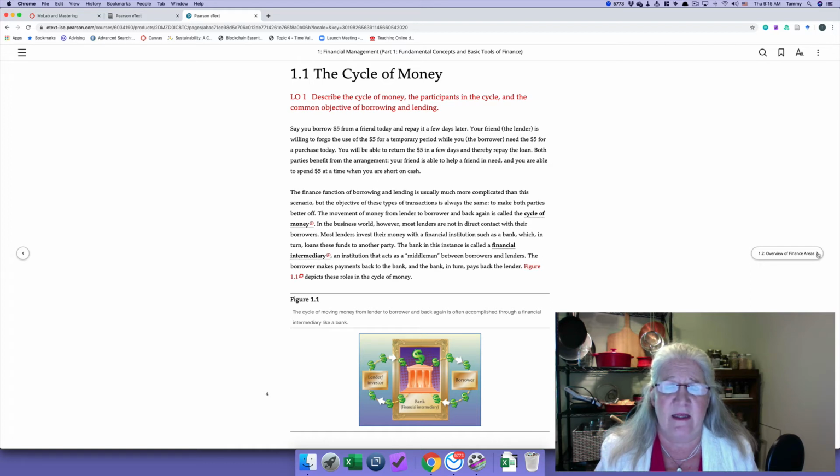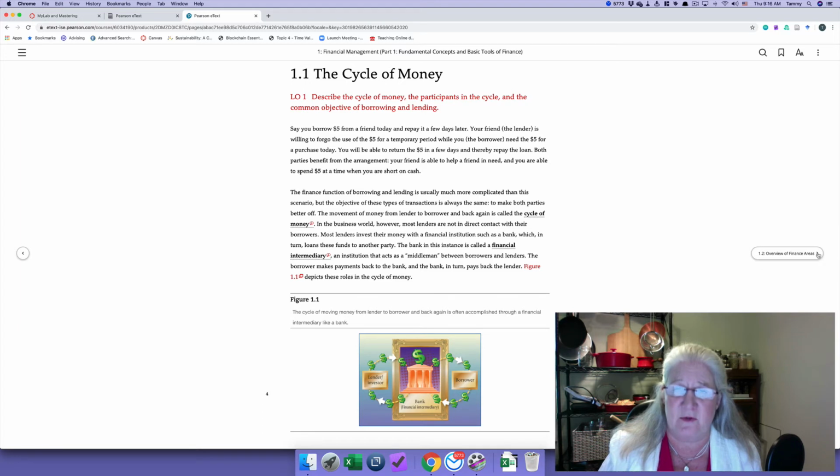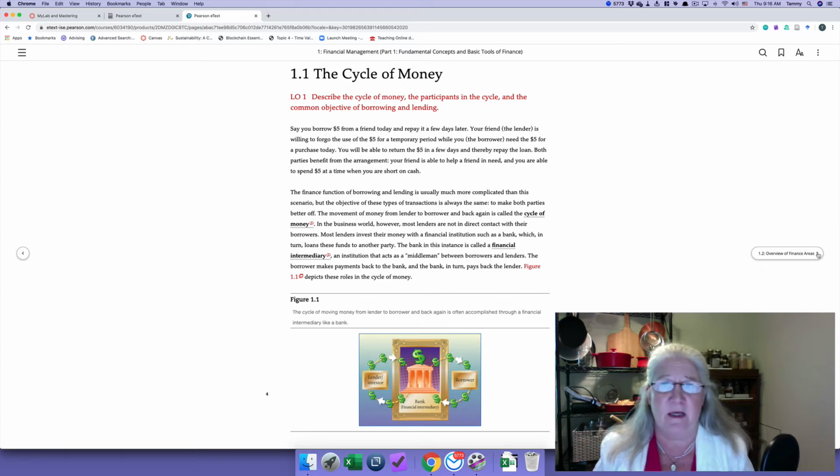So let's say that you want to borrow and repay money from a friend, but your friend is a little nervous about it, right? Your friend can basically loan the money to a bank, and then the bank loans the money to you, and then you repay the money to the bank, and the bank repays your friend, right? So the bank basically shares risk. And that's the role of financial intermediaries and banks within the cycle of money. That is fairly self-explanatory as you go through it in the text.